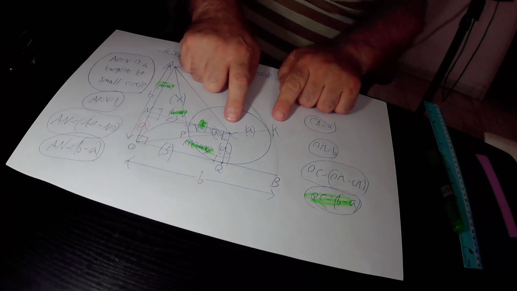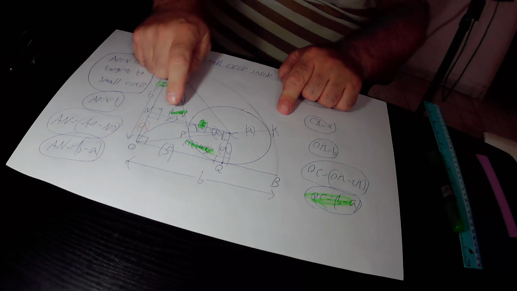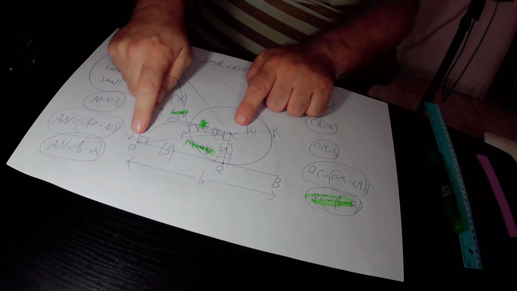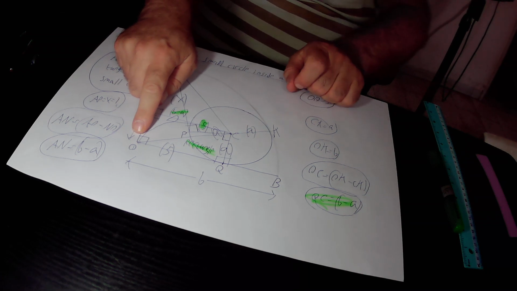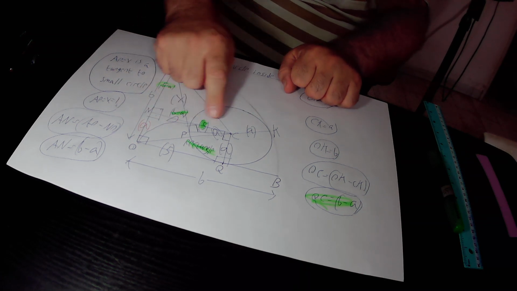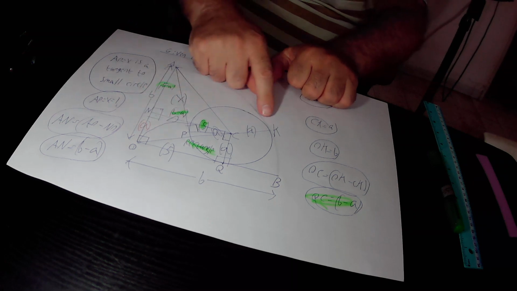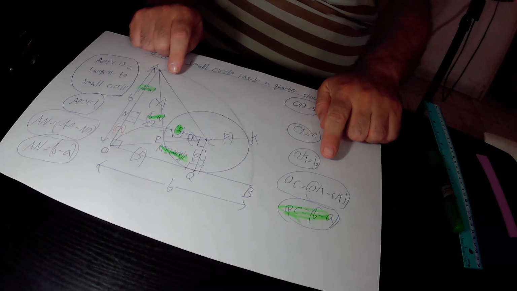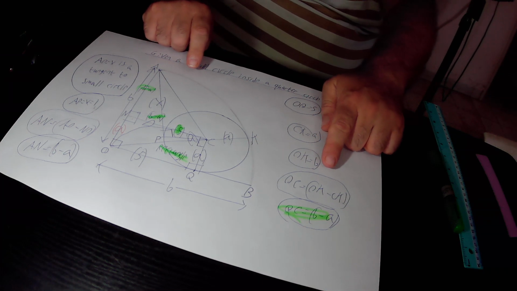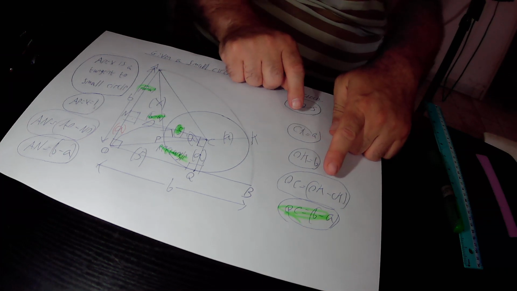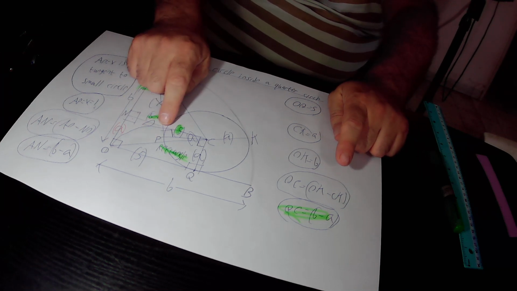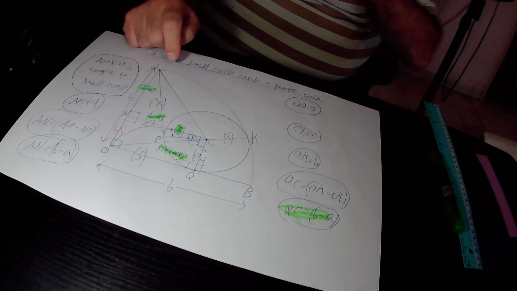CK is the radius of this small circle, that is A. OK is the radius of the big quarter circle, that is B. Therefore, OC or CO equals OK minus CK. So OC equals OK, that is B, minus CK, that is A. So in total, OC equals B minus A units in its length.